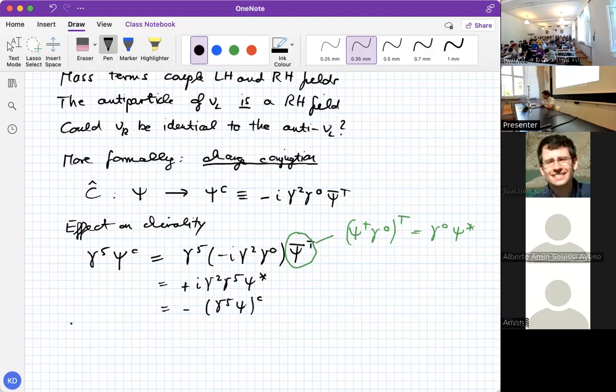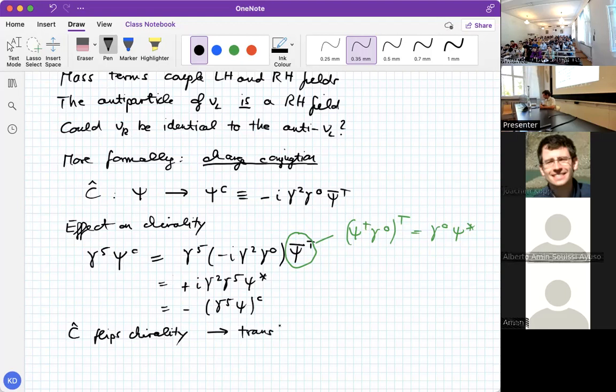So this operation C flips the chirality. And because we haven't introduced any new degrees of freedom, if psi is a left-handed spinor, then I only have those 2 degrees of freedom available. And the 2 degrees of freedom are the left-handed particle and the right-handed antiparticle. So if I have flipped the chirality, then the only right-handed state I have available is the right-handed antiparticle. So the C operator converts left-handed particles into right-handed antiparticles.